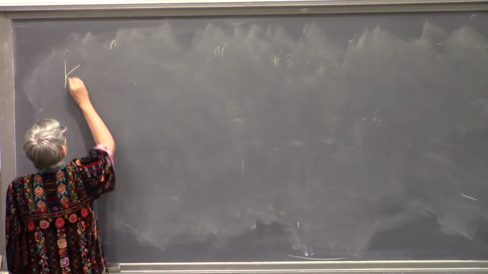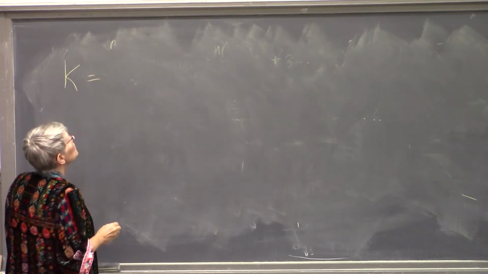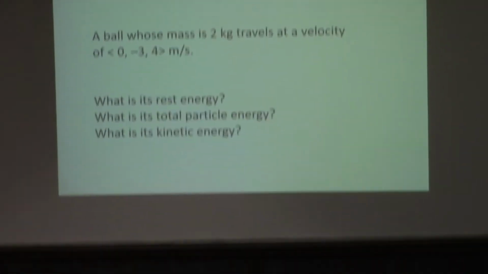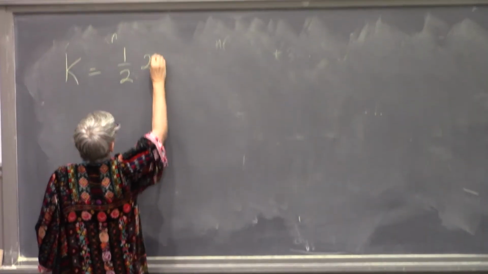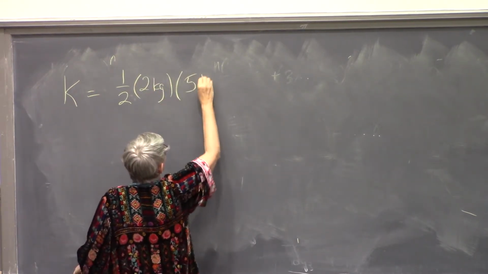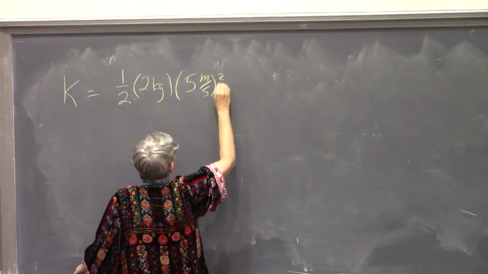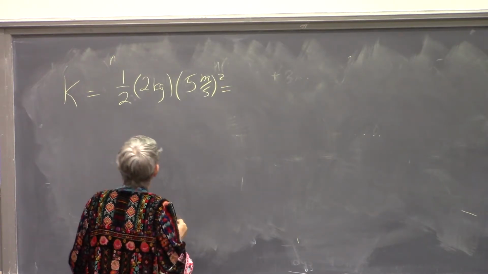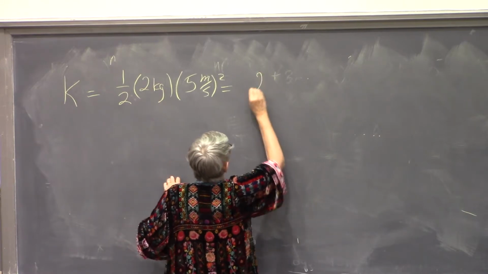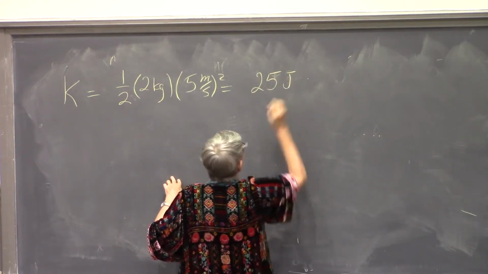So let's go back to the ball. The kinetic energy, now how do we calculate the kinetic energy? So it's a half times 2 kilograms times 5 meters per second squared, which is equal to 25 joules.